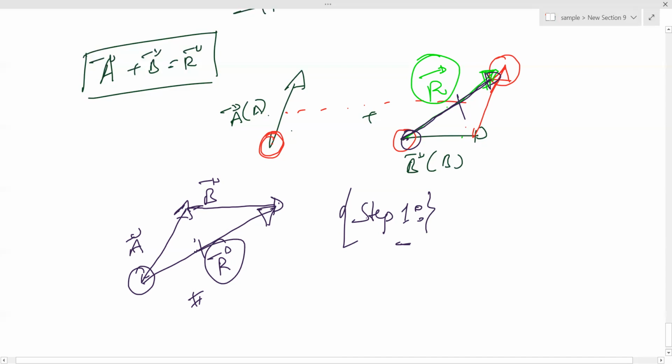Got it. So step 1, sir. Can you repeat that? Shift both the vectors parallel to itself, or any one vector.